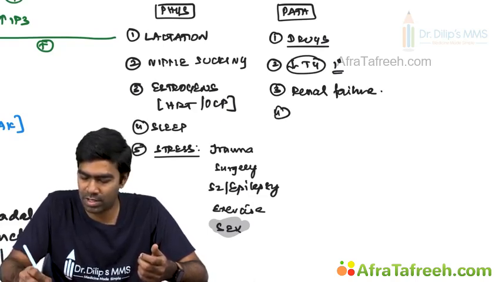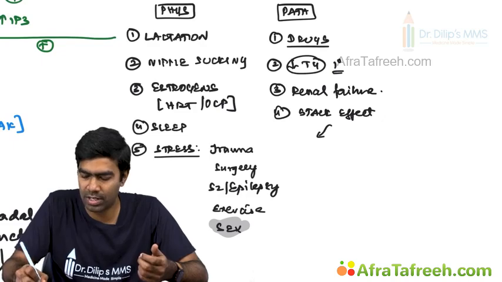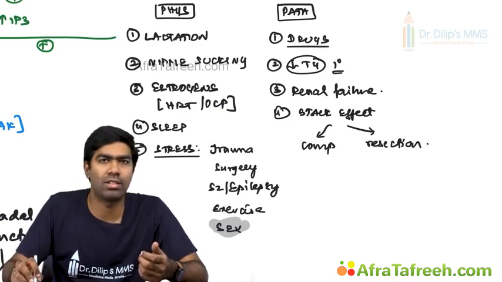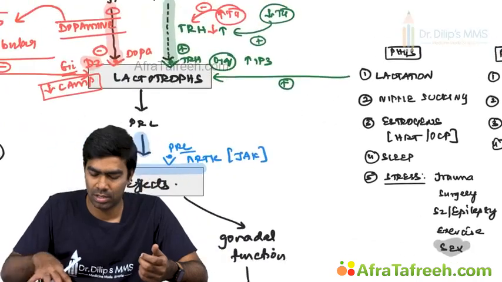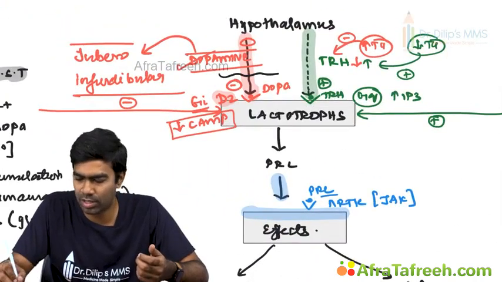And whenever you have a stalk effect. What do you mean by stalk effect? This stalk effect can be either stalk compression or it could be stalk resection. Obviously, the reason is whenever you reduce the flow of the dopamine. I told you this dopamine is the major regulatory mechanism for the lactotroph. Even though TRH is a very, very minor thing, dopamine is the major regulatory mechanism for controlling the lactotroph production of prolactin.